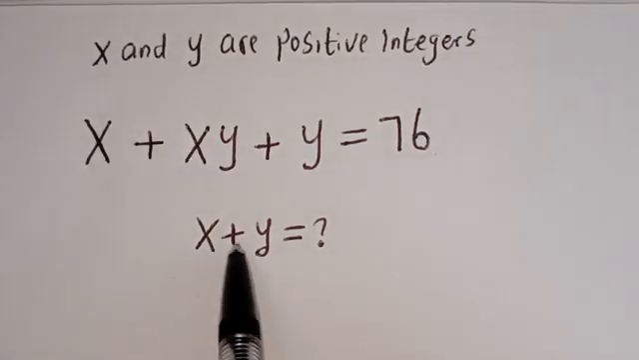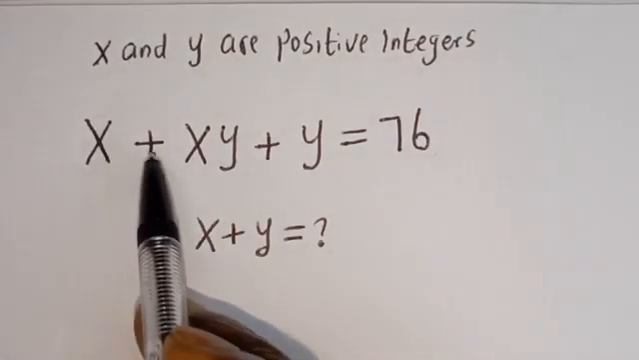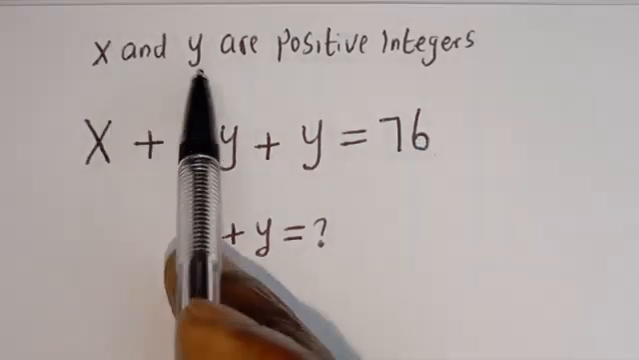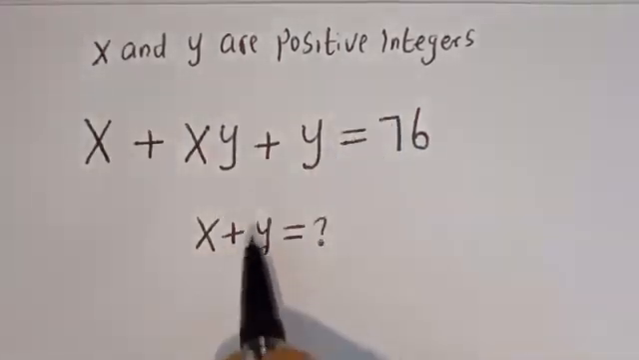Hello, how to solve for s plus y in this equation? s plus xy plus y is equal to 76, where x and y are positive integers. Solution.